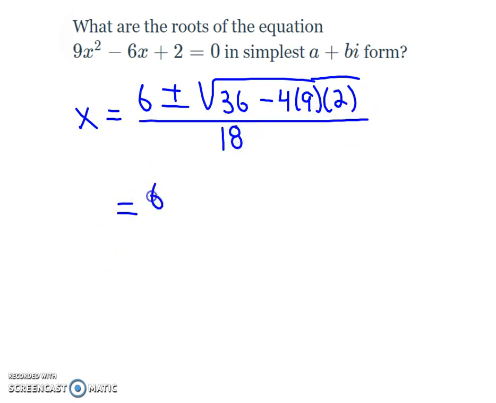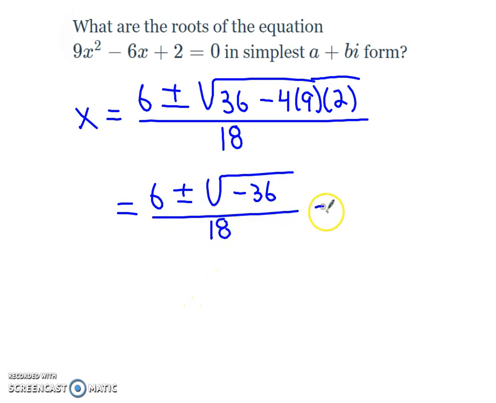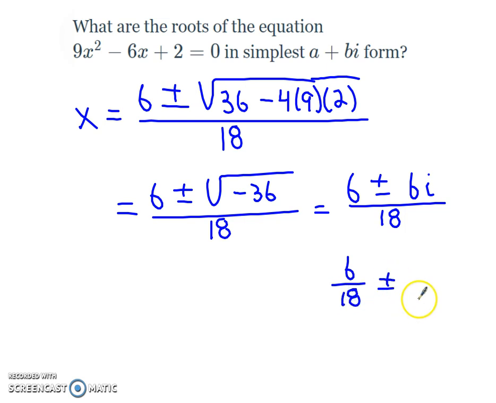So we'll keep simplifying. 6 plus or minus the square root of, calculate this up for you, 36 minus 4 times 9 times 2. You get an answer of -36. All divided by 18. Square root of 36 is 6. And since it's a negative, we're going to write 6i over 18. But we want this split up into 2 separate numbers, so we're going to write it as 6 over 18 plus or minus 6i over 18.